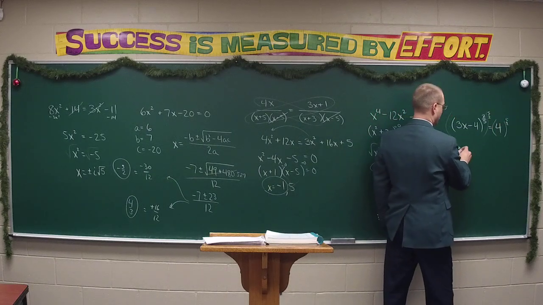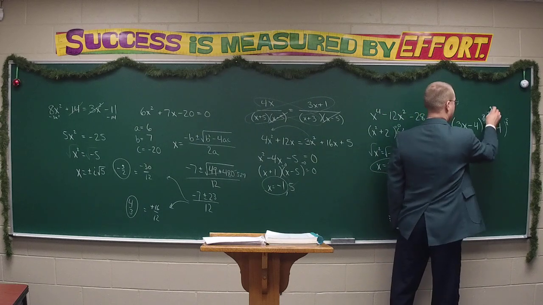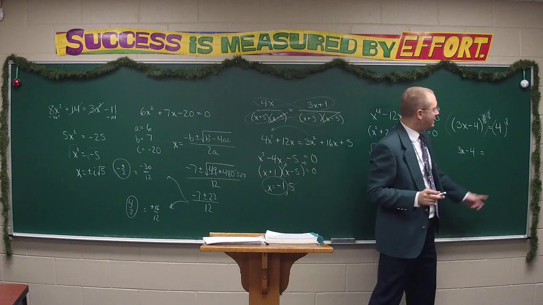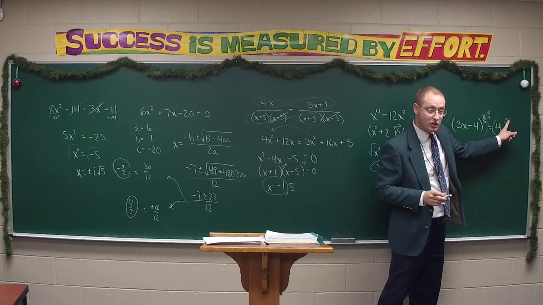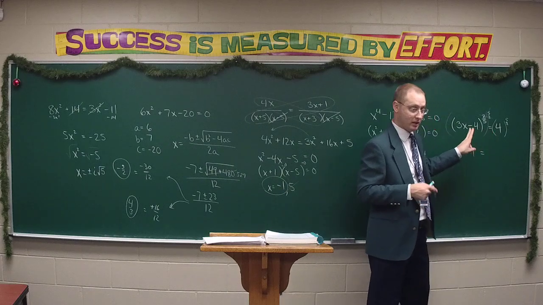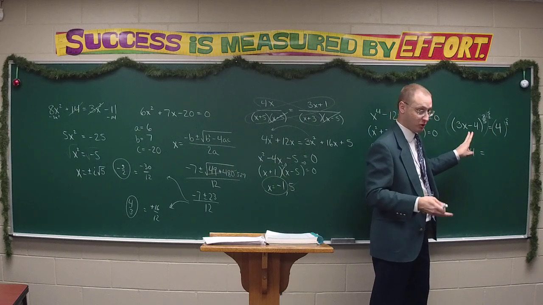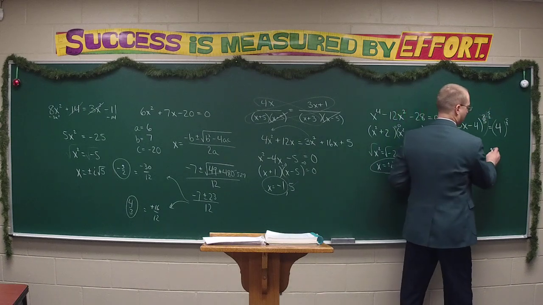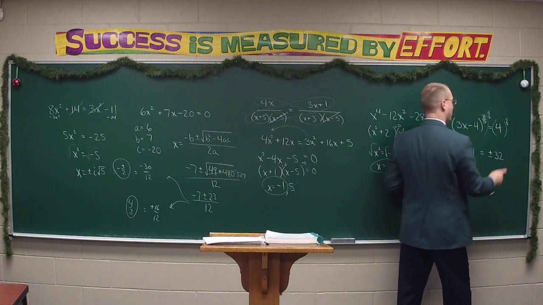3x minus 4 equals 32. But the denominator's even, meaning this is a square root of 4, and there's 2 square roots of 4, plus or minus 2. So when you raise them to the 5th power, we get 2 numbers: positive and negative 32. There we go.